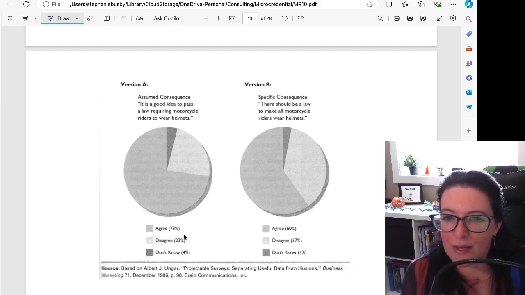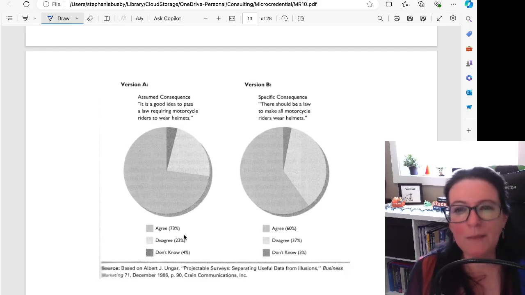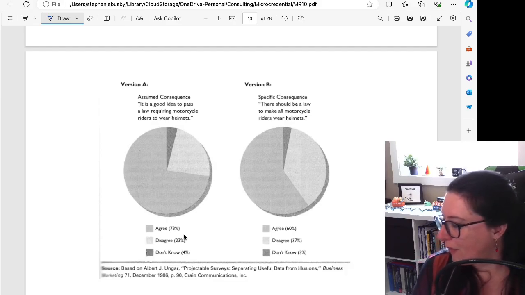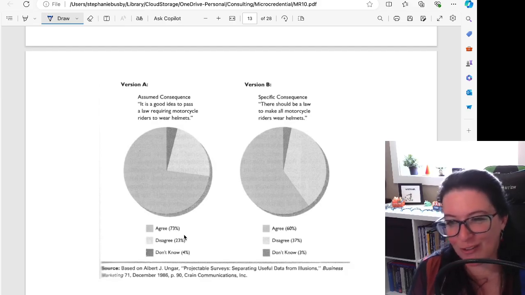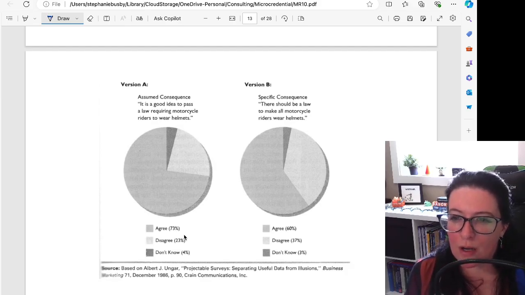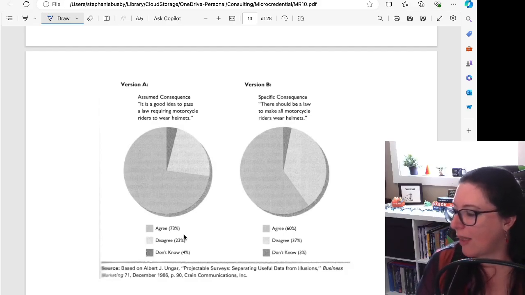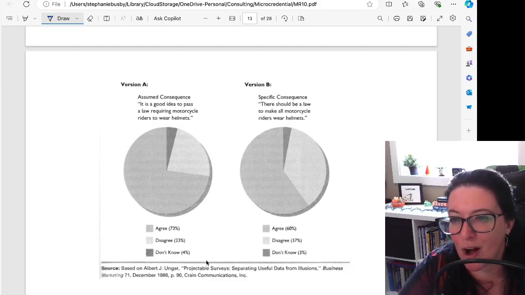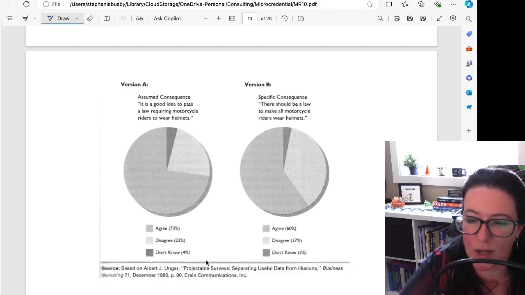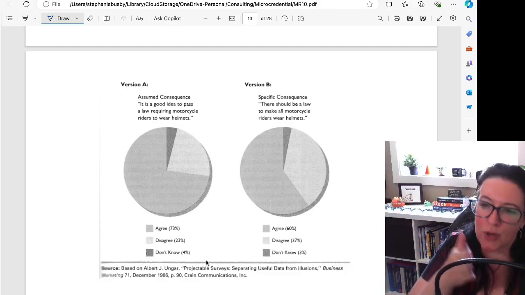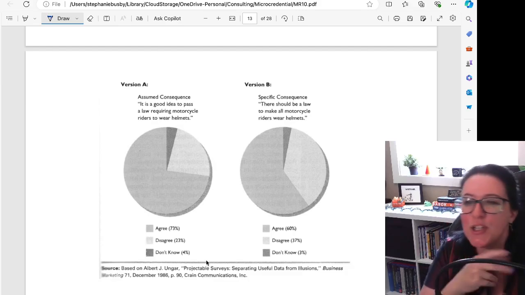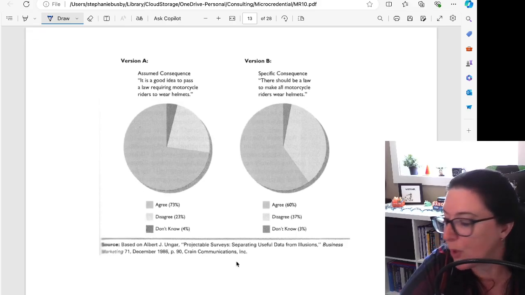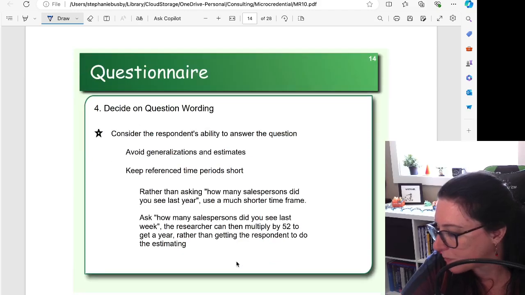And this had all these extra pieces. Pass a law to require them to wear helmets, instead of that there is a law, right? So the more clear, simplistic language that we see in version B is more what you want. So specific consequences as opposed to assumed consequences. Be specific, be straight to the point, not wishy-washy in the statement. And that is much clearer in terms of people knowing what they are actually answering.